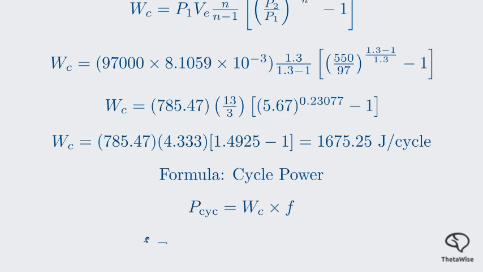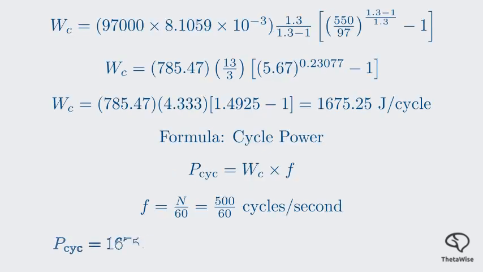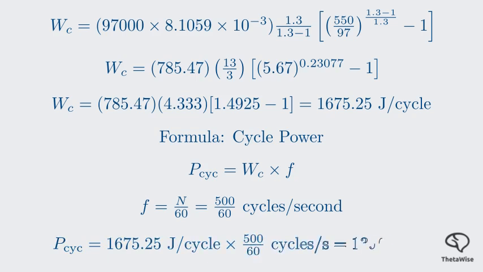The compressor speed is 500 revolutions per minute. Since it's single-acting, there is one cycle per revolution. So 500 revolutions per minute is also 500 cycles per minute. To get cycles per second, we divide by 60. The frequency is 500 divided by 60. Cycle power is 1675.25 joules per cycle times 500 over 60 cycles per second. This gives us approximately 13960.4 watts.